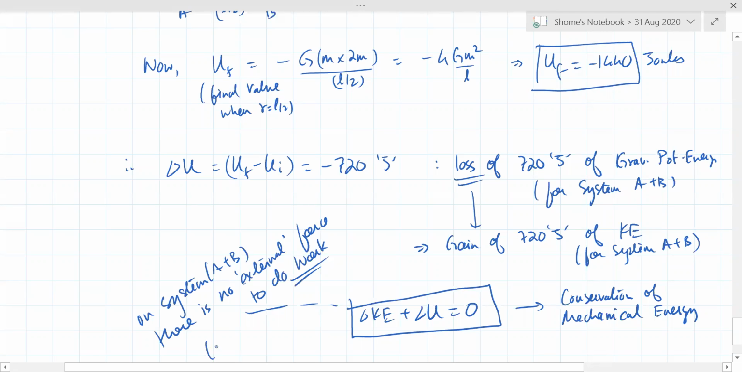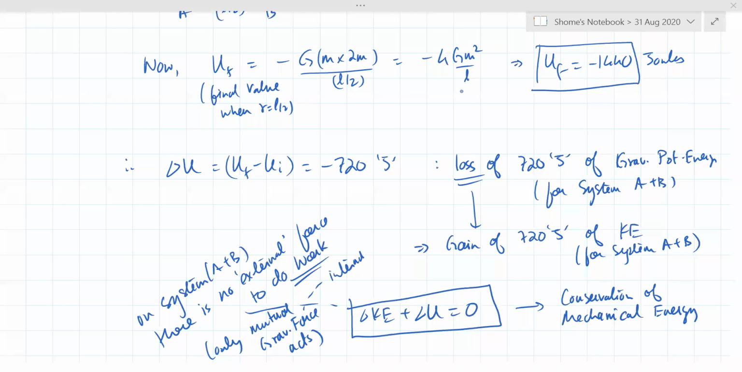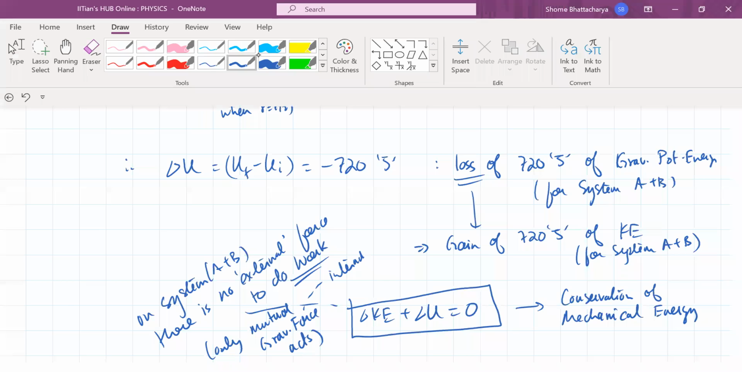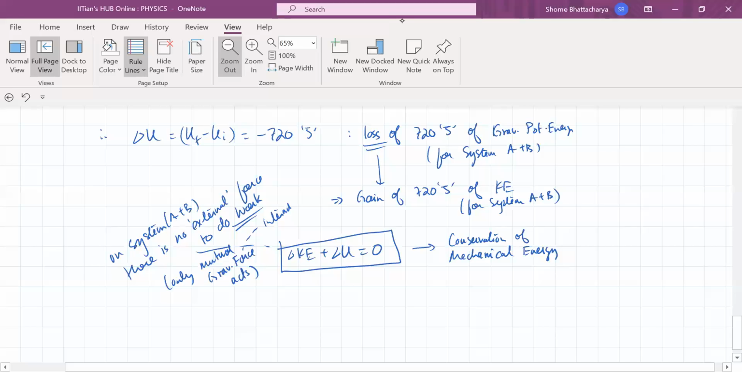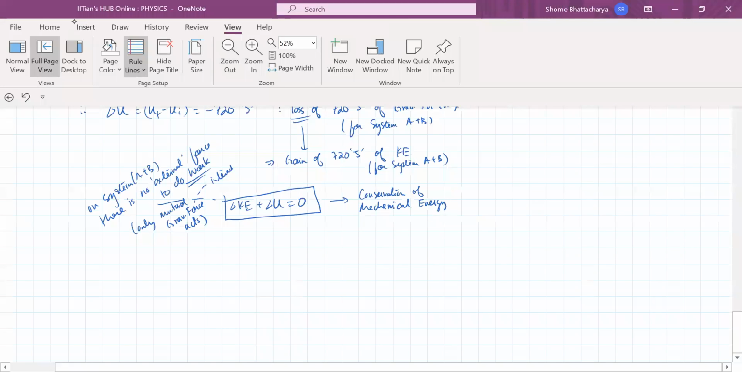Okay. Only the mutual gravitational force is acting. So that mutual gravitational force is an internal force. So not only can we say that the loss in potential energy is 720 joules, we can also say with confidence that the system has gained exactly that much kinetic energy as it has lost potential energy. Okay, so this is a very key concept here, and this kind of thing will also become very important for us a few chapters down the line when we are discussing work energy.